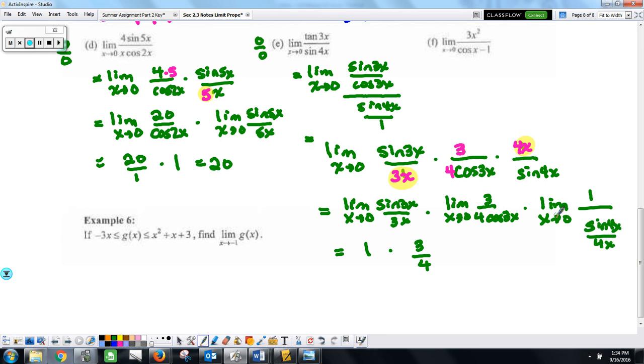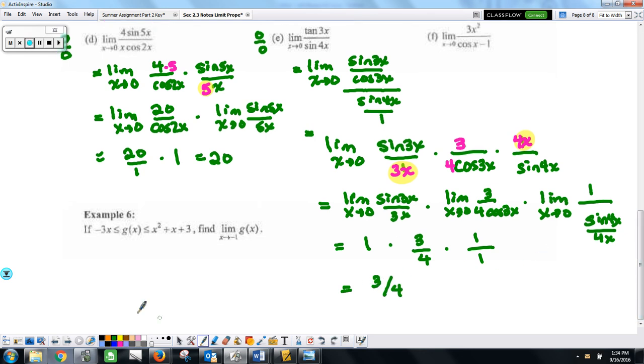And now I have the limit of a division where both the limit on the top exists and the limit on the bottom exists. So the limit of the top is going to be 1 and the limit of the bottom is going to be 1, and notice that this ends up being 1 as well. So, of course, my final answer here is 3/4.